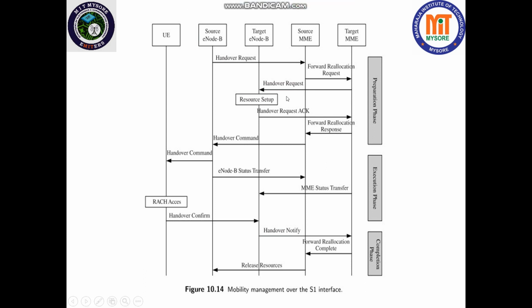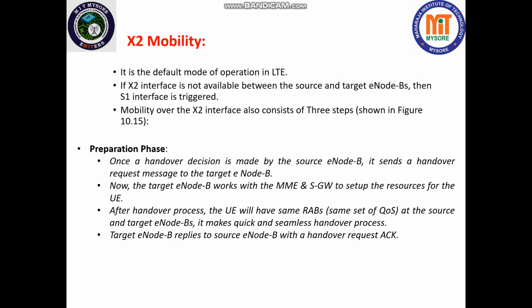So what we can summarize in the S1 interface is that the handover is from one eNodeB to another eNodeB, where the source and target MME are different. In the X2 interface, the source and target MME are the same. So the intra-MME interface is our X2 interface, which is within a particular city you can think of. X2 mobility we will discuss in the next session.